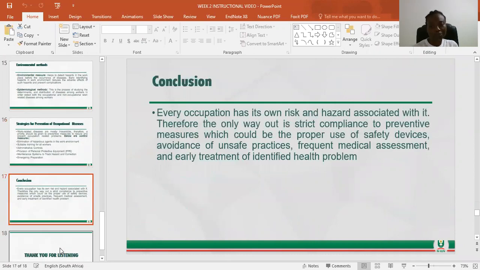In conclusion, every occupation has its own risk and hazard associated with it. For that reason, the only way out is strict compliance to preventive measures, which could be the proper use of safety devices, avoidance of unsafe practices, frequent medical assessments, and early treatment of identified problems.